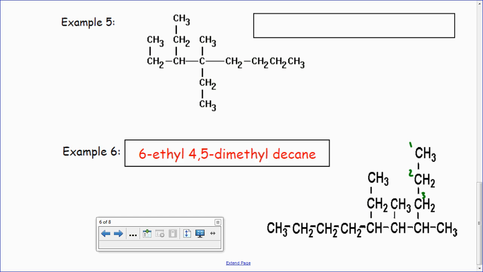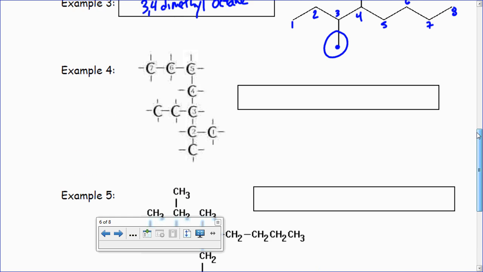1, 2, 3, 4, 5, 6, 7, 8, 9, 10. So naming the longest carbon chain comes first. And then we have a methyl group on 4, a methyl group on 5, and an ethyl group on 6. That's what it was. So finding the longest chain first is the most important. Then you name the branches alphabetically. I want to see you do example 4 and 5.